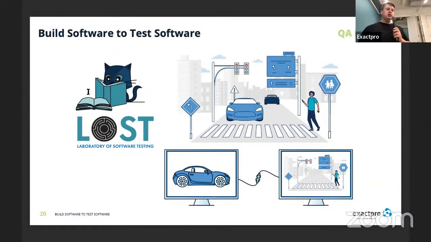We can use a road simulator, a piece of software based on the Unity game engine, to test autonomous vehicle software. And we also can use autonomous vehicle software to test the road simulator. So in order to test something complex, we need proper instrumentation. And that's why we call it build software to test software.